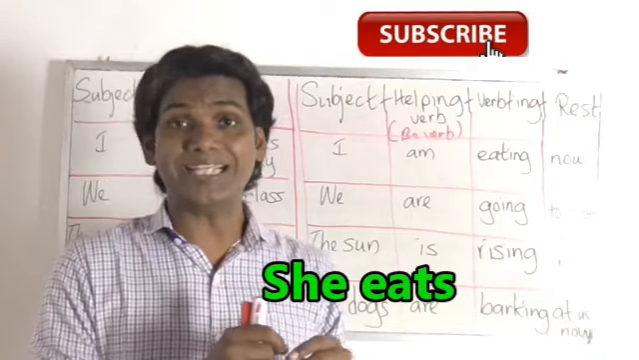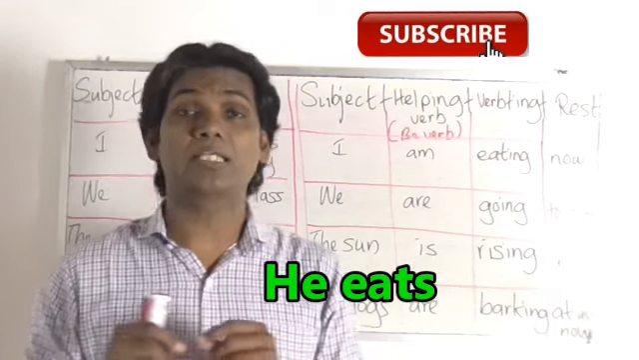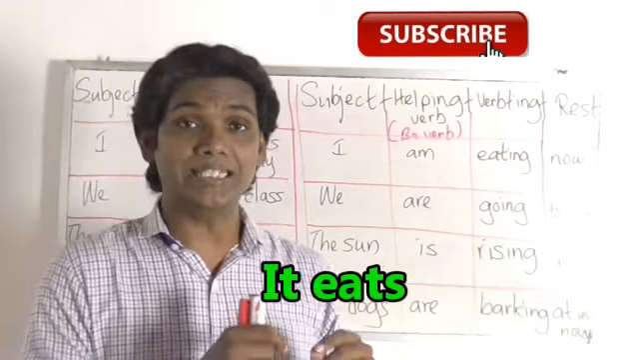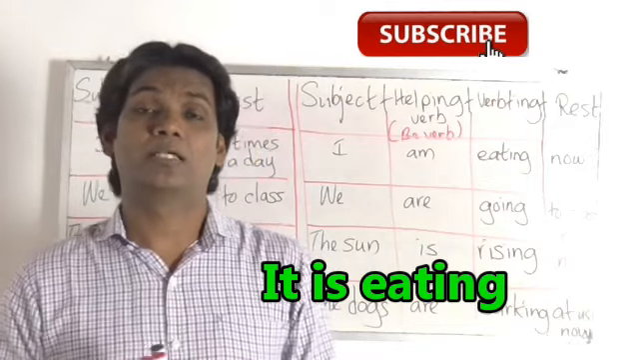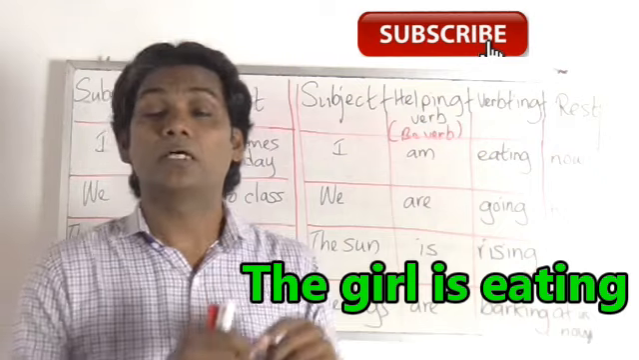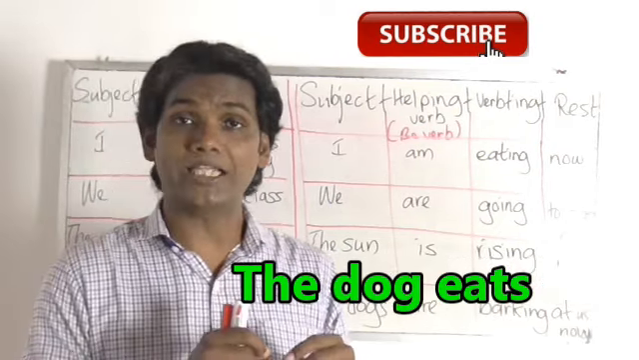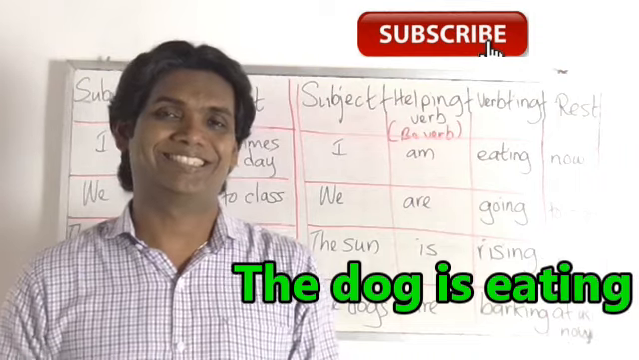Singular: she eats, she is eating. He eats, he is eating. It eats, it is eating. The girl eats, the girl is eating. The boy eats, the boy is eating. The dog eats, the dog is eating.